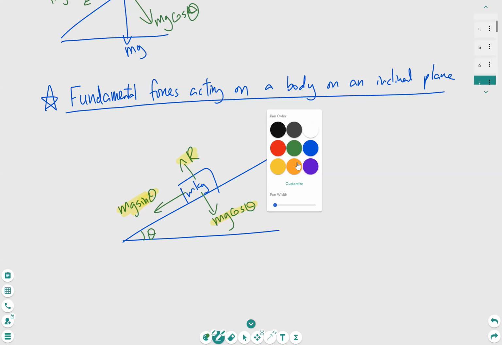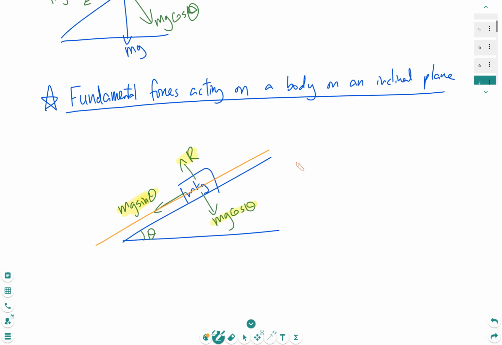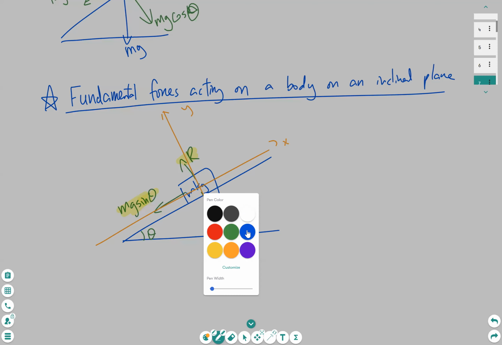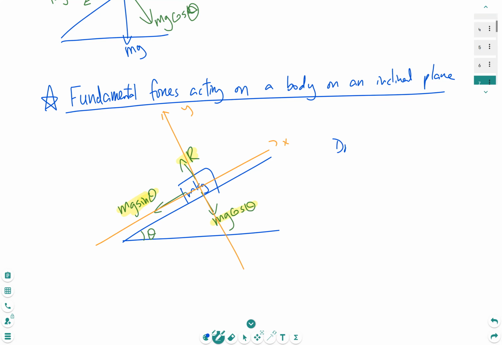If you have a pencil, what you can also do is draw a line for the x and y axis like this. The good thing about remembering these three forces is, now look at these three forces, they're all in line with the x and y axis. If they're in line, that means you don't have to resolve. So these three forces are always there. So draw these three forces on an inclined plane.